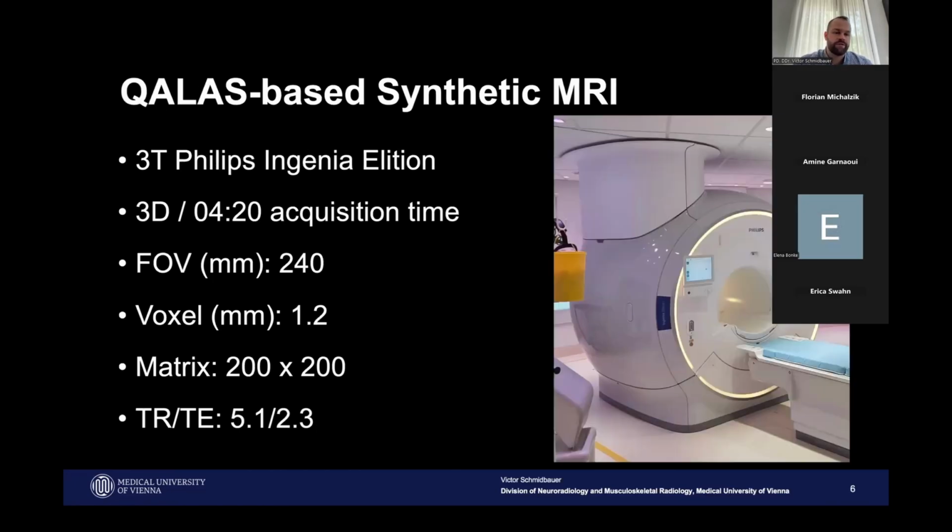And of course, the 3D QALAS sequence, which runs on our 3 Tesla machine, where we are able to acquire data within 4 minutes and 20 seconds acquisition time, which is of course a clinically acceptable imaging time, especially when you take into account that we acquire multiple contrasts in multiple planes. So this is really impressive, I would say.